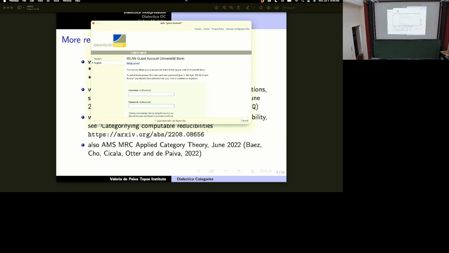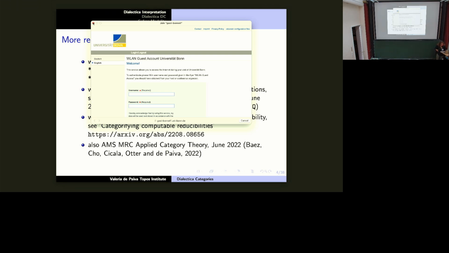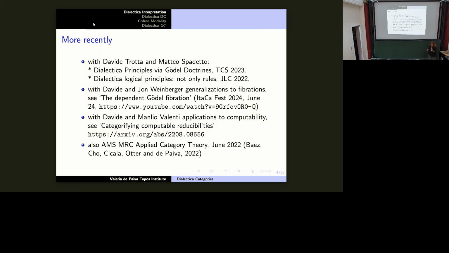Let's see if I can get, no. He said not to touch the computer, didn't he? But how can I get rid of this thing? Okay, so far so good.